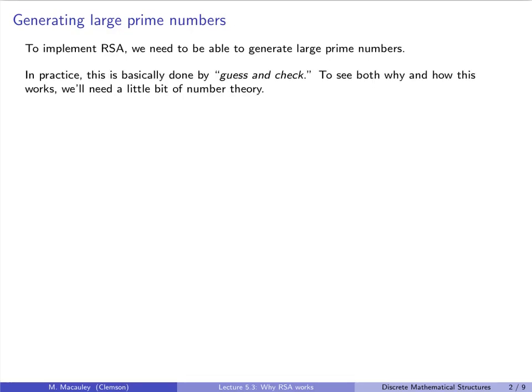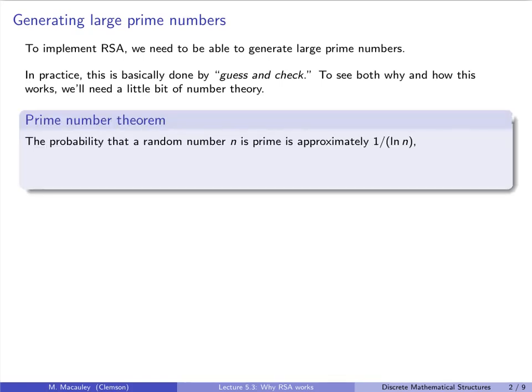In practice, this is basically done by guess and check. So we pick a large 200-digit number and check to see whether it's prime. The guess is easy to see how it works, but the checking part is non-trivial. And we will learn both why this works, but also how it works in this lecture. To do that, we will need a little bit of number theory. We'll start with the prime number theorem.